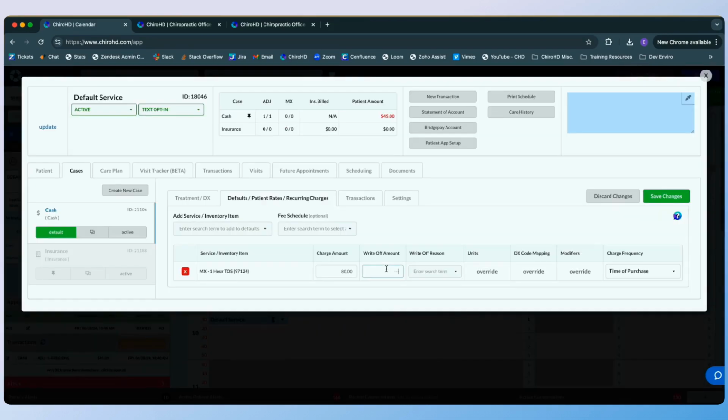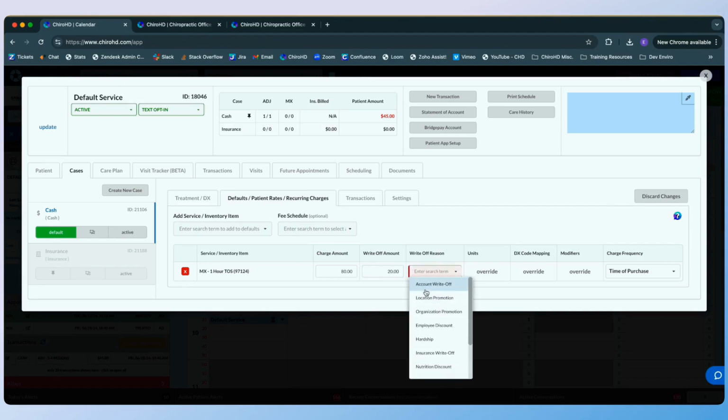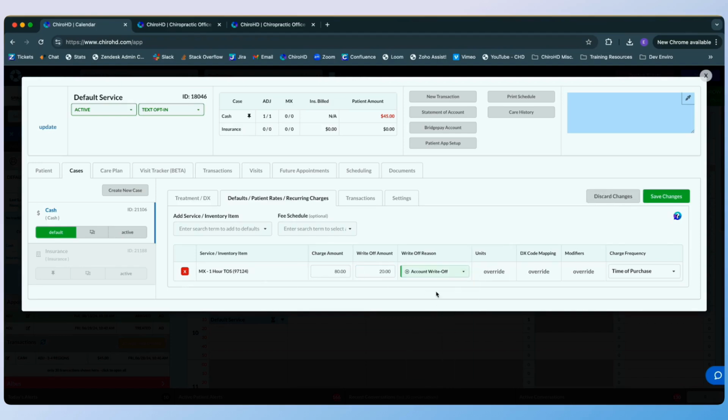Let's say, as an example, this patient receives a discount on their massages, and I have this service set up with a specific write-off and the write-off reason. What this will do is, anytime I put in this charge for this patient, it will apply the charge amount, then the set in-line write-off, and apply the write-off reason. This is a way to automatically pull discounted rates for a patient when you are manually entering services.